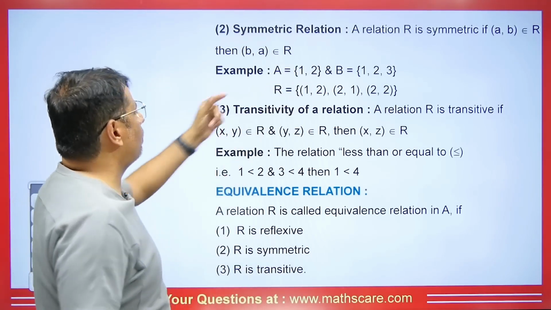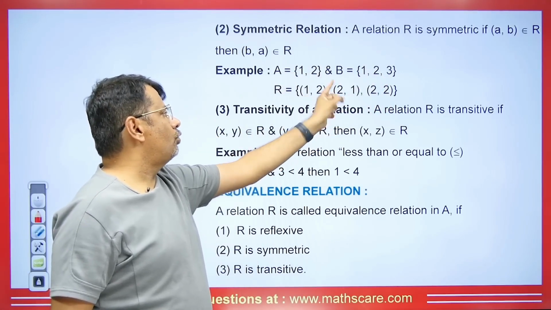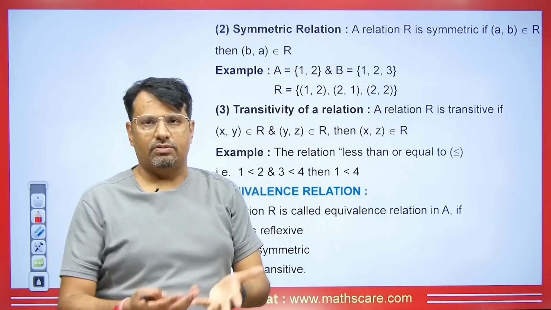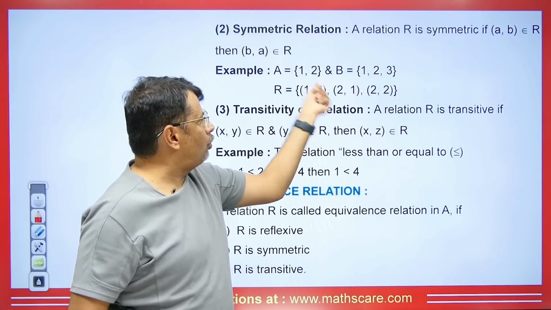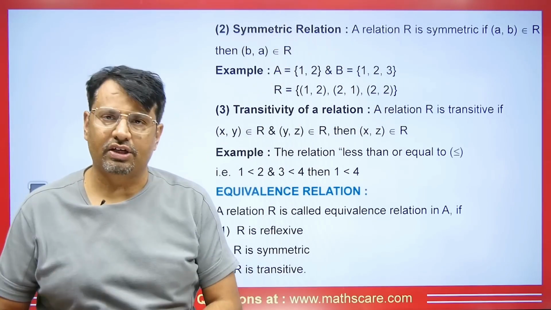Another example is given. This is 1, 2 and 1, 2, 3, right? If I take any relation here, 1, 2, 2, 1 and 2, 2. If it's 1, 2, then 2, 1 is also going. And 2, 2 is the same element, so it doesn't matter. So if 1, 2 is in R, then 2, 1 should also be in R. If this happens, then that is what we call a symmetric relation.